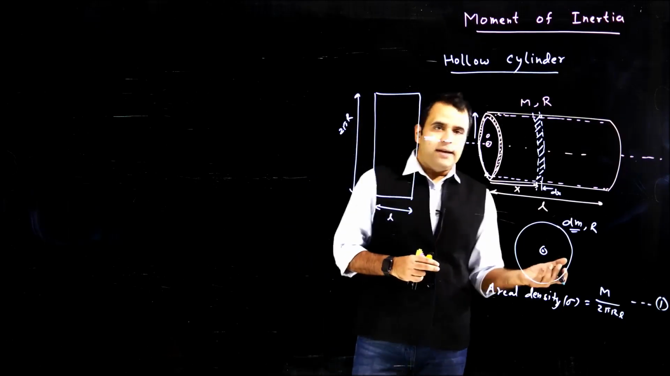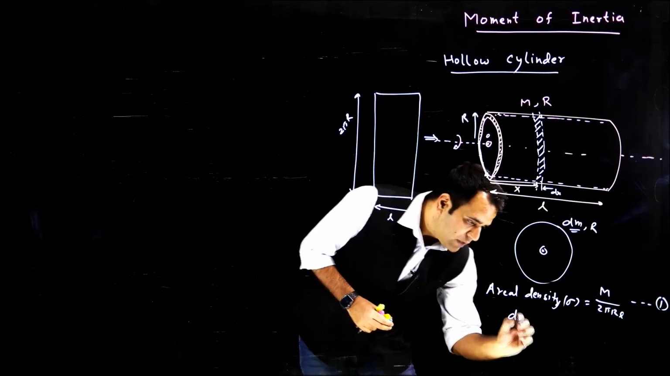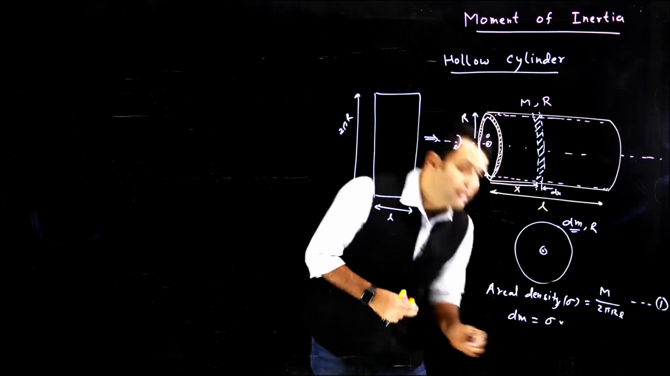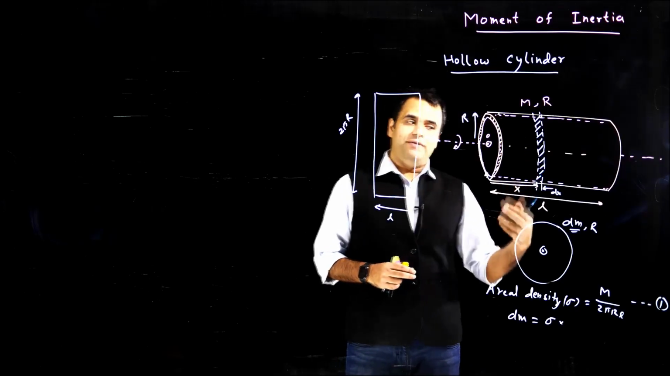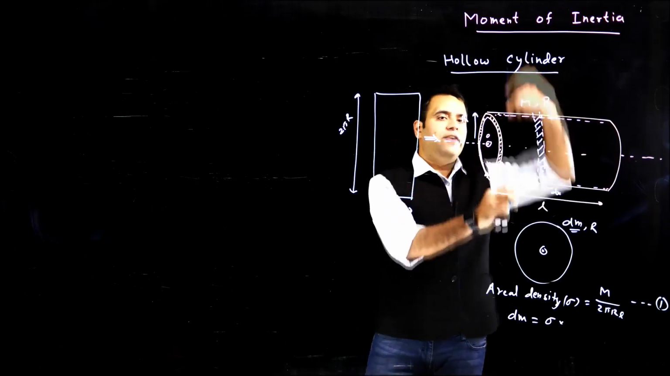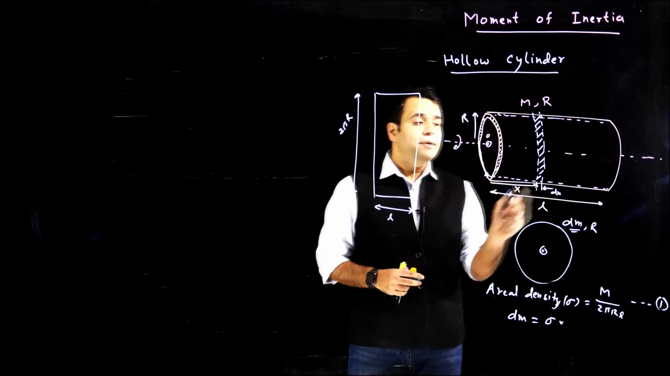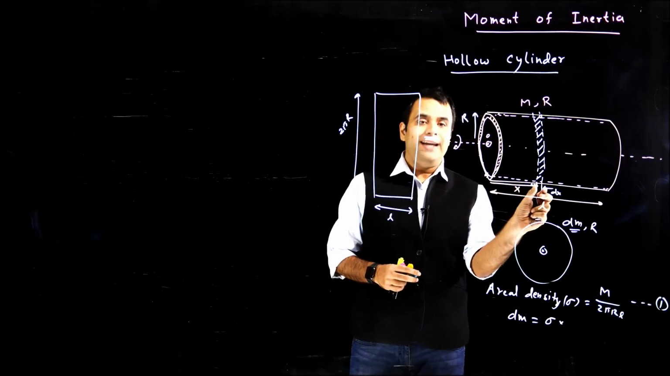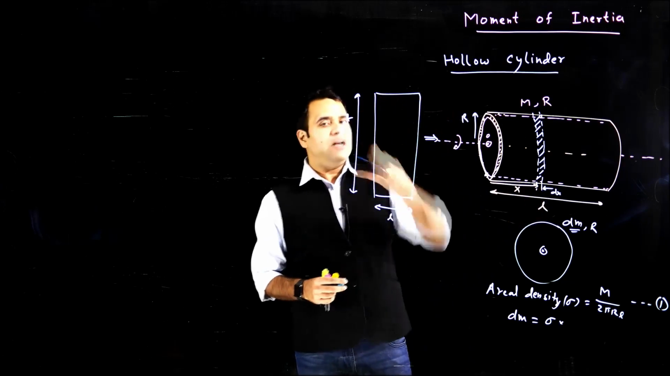So after calculating the areal density, I can calculate the mass of the ring. The mass of the ring will be equal to areal density multiplied by the area of the ring. For the area of the ring, look again: if I cut this ring and open it, it will also be like a rectangle. But this time the thickness will not be L, it will be dx. This dimension will be equal to dx, but this dimension will remain the same.